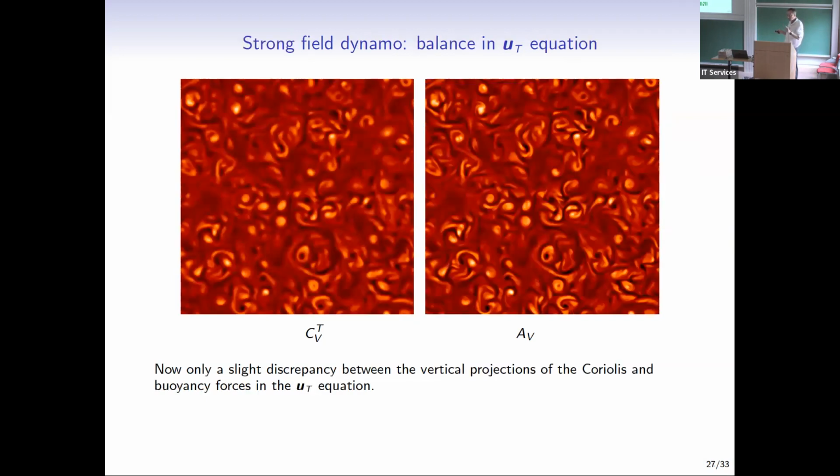However, in a strong field dynamo, this is the projection of the Coriolis force. This is the projection of the buoyancy force. They are essentially the same. There is very little for the viscosity to do. The viscosity takes up the difference between them, but there is almost no difference between them. So that's what I'm saying. As you push down stronger and stronger in the thermal equation, you're happy to throw away viscosity.